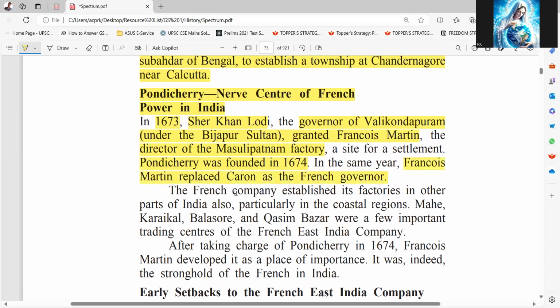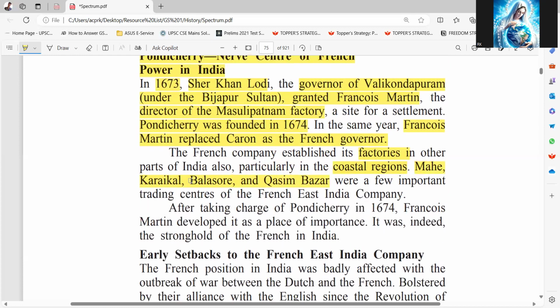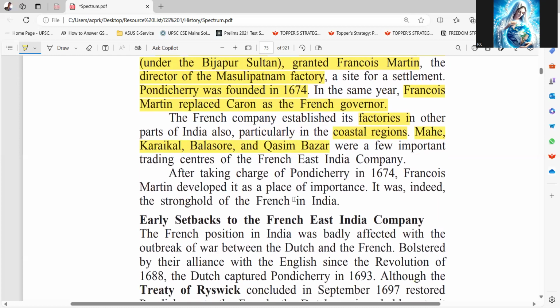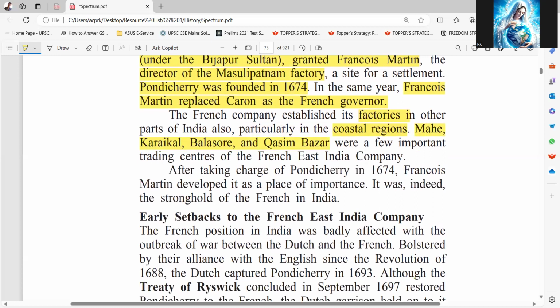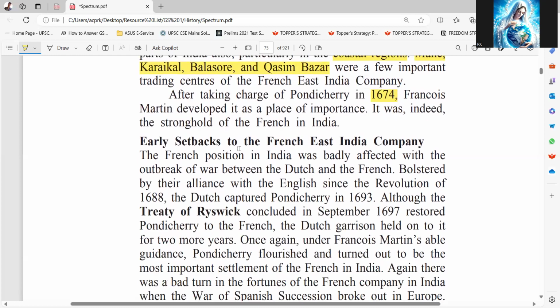The French company established its factories in other parts of India also, particularly in coastal regions. Mahi, Karaikal, Balasore, and Qasim Bazar were a few important trading centers of the French East India Company. After taking charge of Pondicherry in 1674, Francois Martin developed it as a place of importance. It was indeed the stronghold of the French in India.